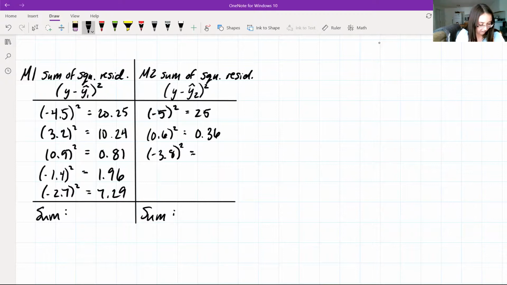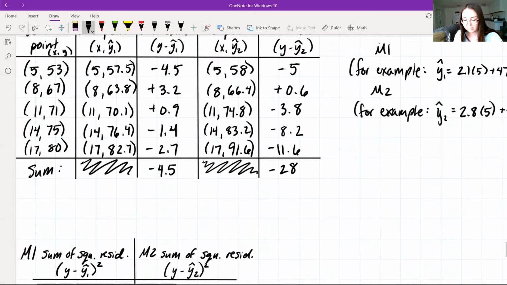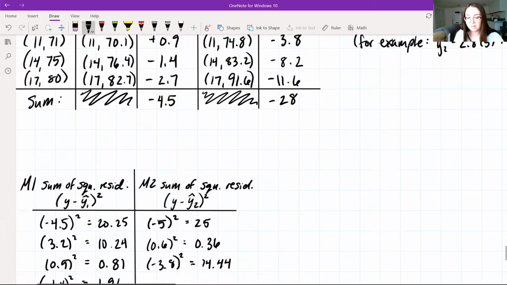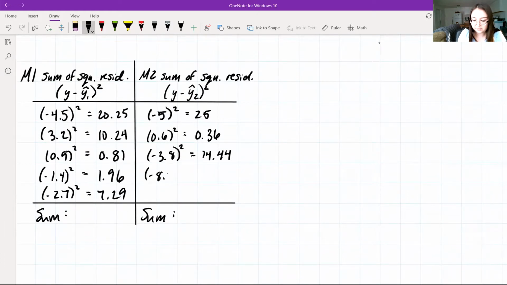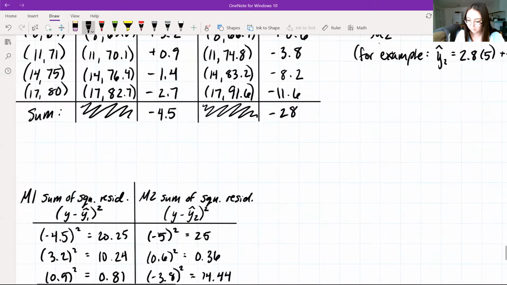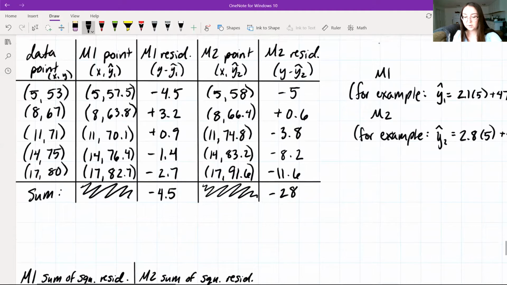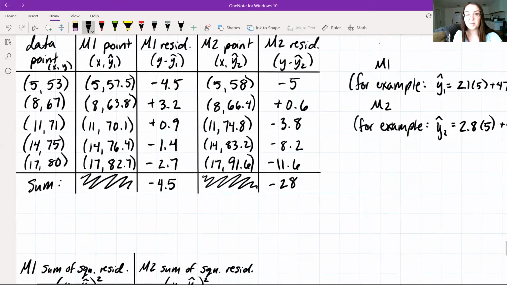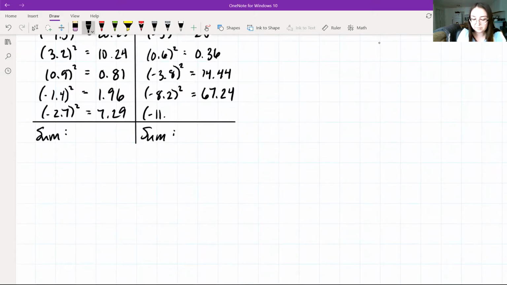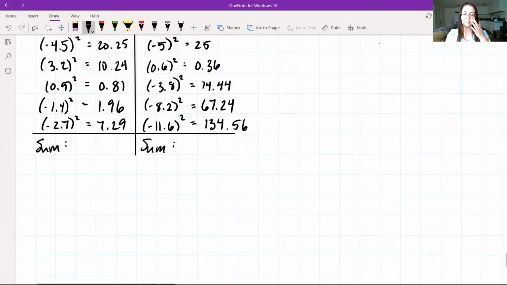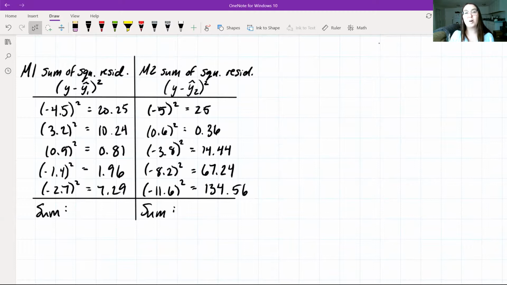squared. That's going to give us 14.44. Then we're going to take negative 8.2 squared. And that's going to give us 67.24. And lastly, we're going to take negative 11.6 squared. That value is going to be 134.56. So now you want to add all of these squared residuals up.